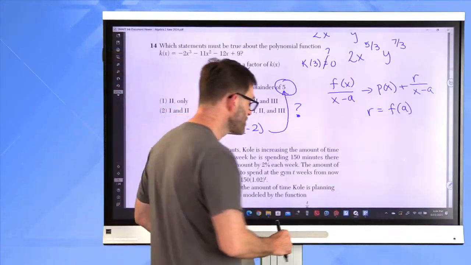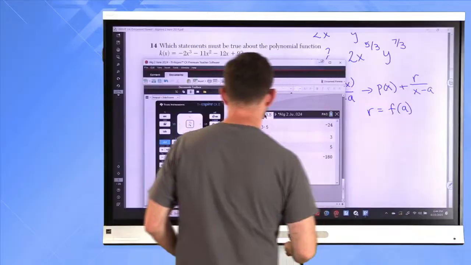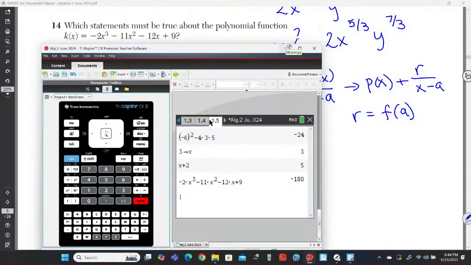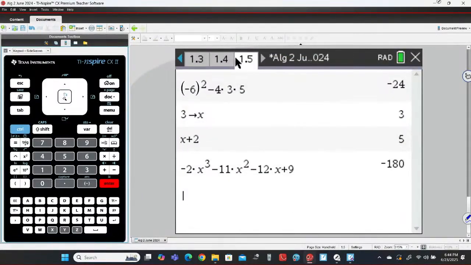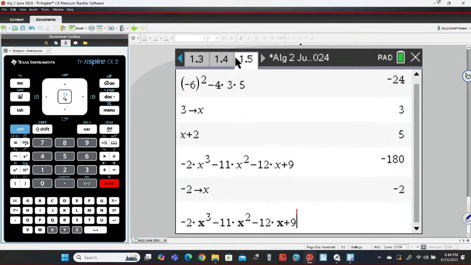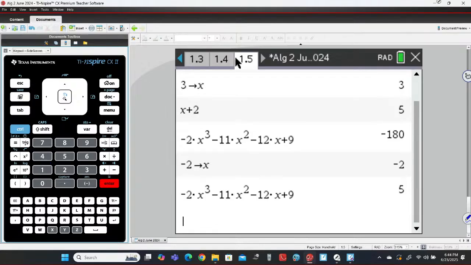So let's use the trick that we just saw. What I'm going to do is maximize it, and I'm going to put negative 2 in now for x. Come on. There we go. And I'm going to just go up until I get my expression. And I'm going to hit enter.